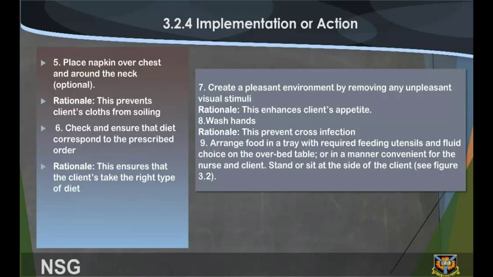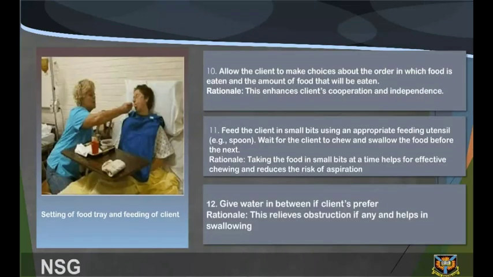8. Wash hands. This prevents cross-infection. 9. Arrange food in a tray with required feeding utensils and fluid choice on the overbed table or in a manner convenient for the nurse and client. Stand or sit at the side of the client. 10. Allow the clients to make choices about the order in which the food is eaten and the amount of food that will be eaten. This enhances client cooperation and independence.